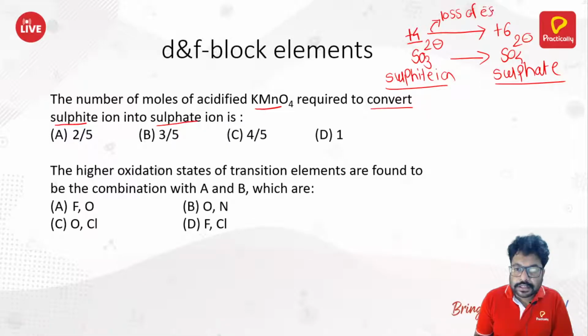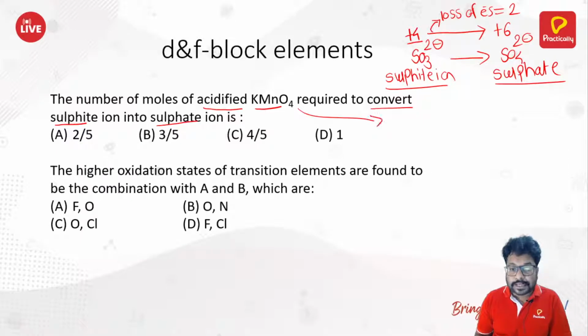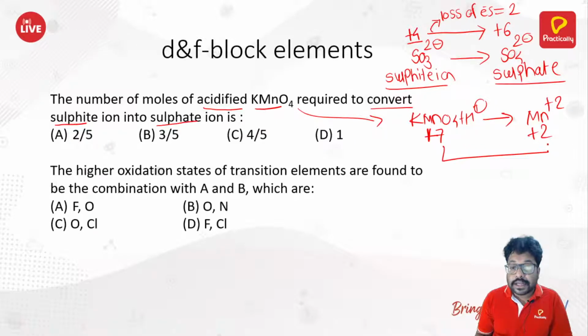Loss of electrons is equal to 2. Now acidified KMnO4, that means KMnO4 in an acidic condition. We all know that in an acidic condition manganese goes from +7 to Mn +2. That means how many electrons does it gain? Gain of electrons is equal to 5.